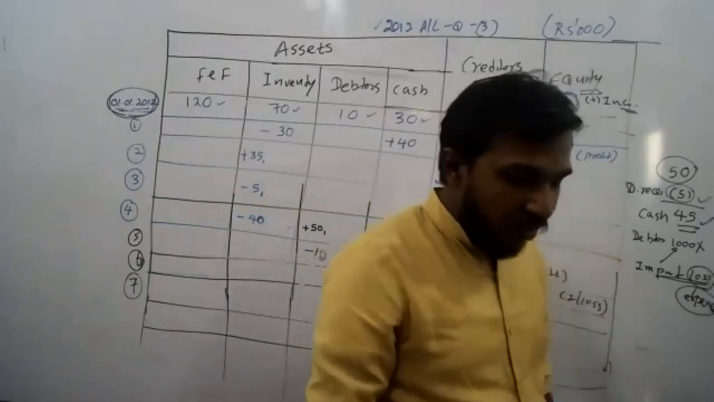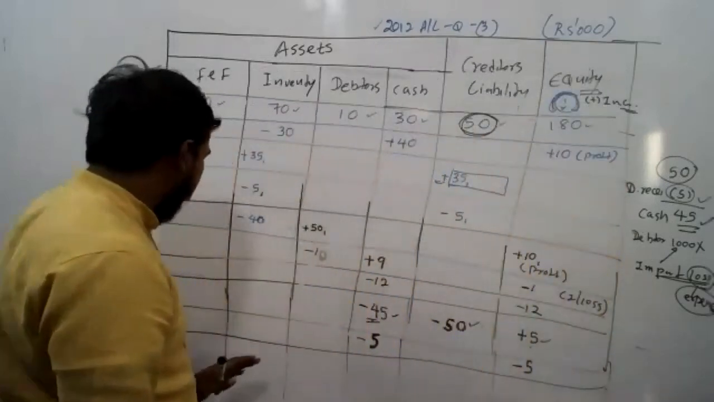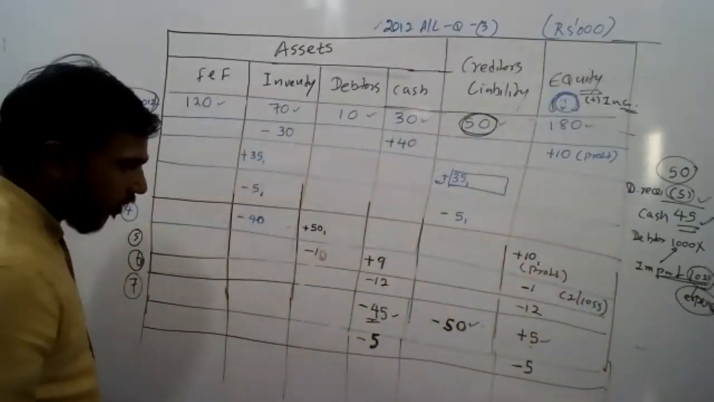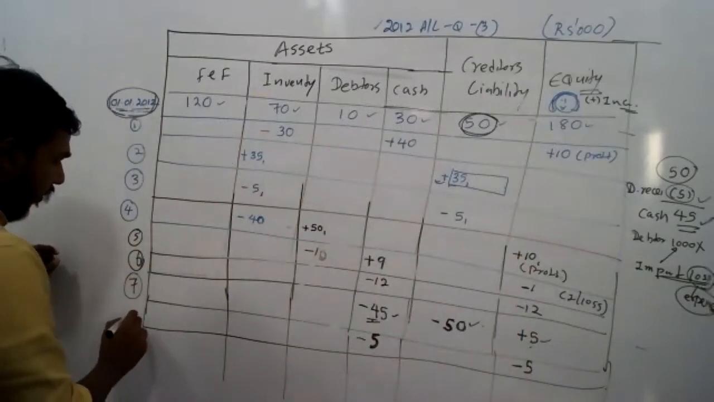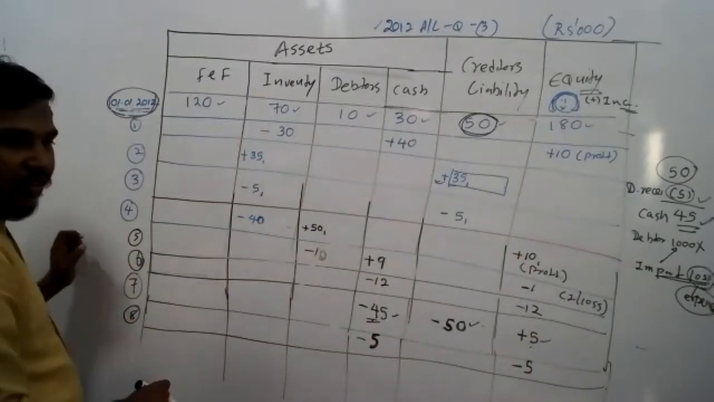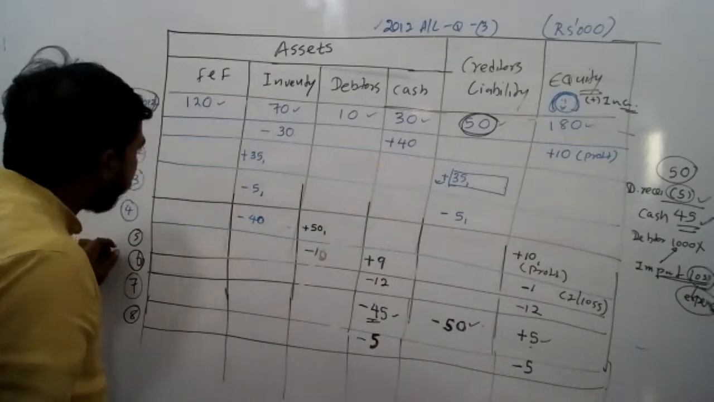Received in cash the amount written off as bad debt. Shall I erase this part now? Since I don't have the space, I will erase this.